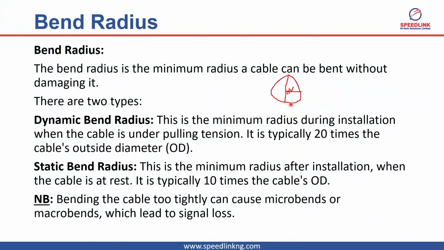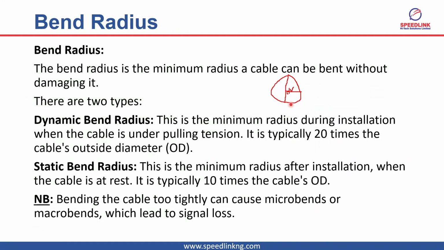What about when you are finished installing? That one we call it what? The static bend radius. So that's the minimum radius after what? Installation. I hope you're getting the difference. Dynamic bend radius during installation, when you are pulling the cable. Then static bend radius after you are done pulling the cable is typically around 10 times the cable's outer diameter.